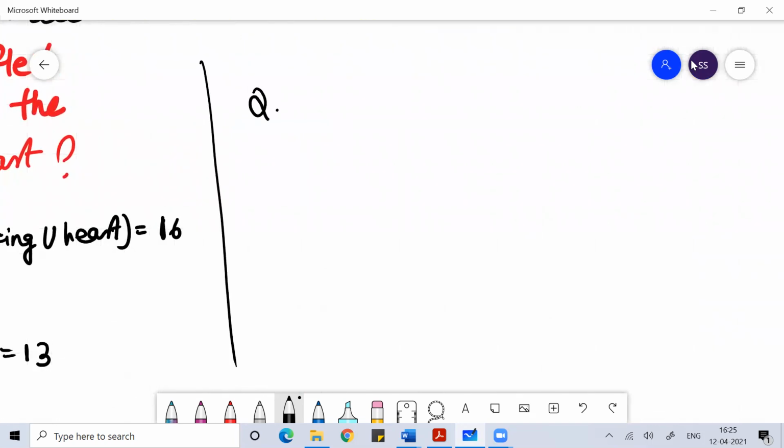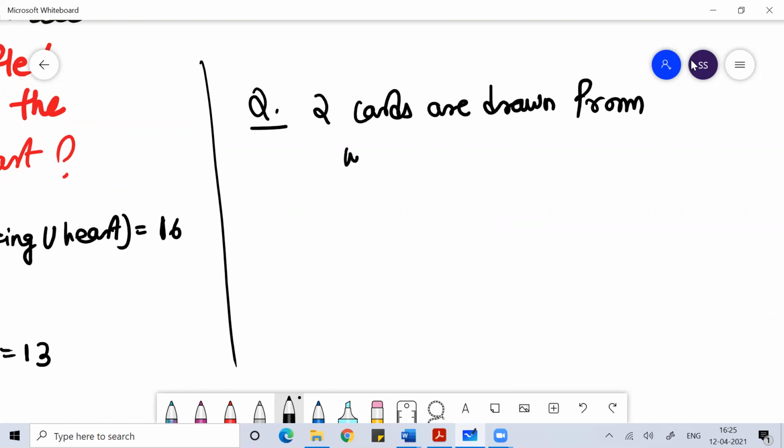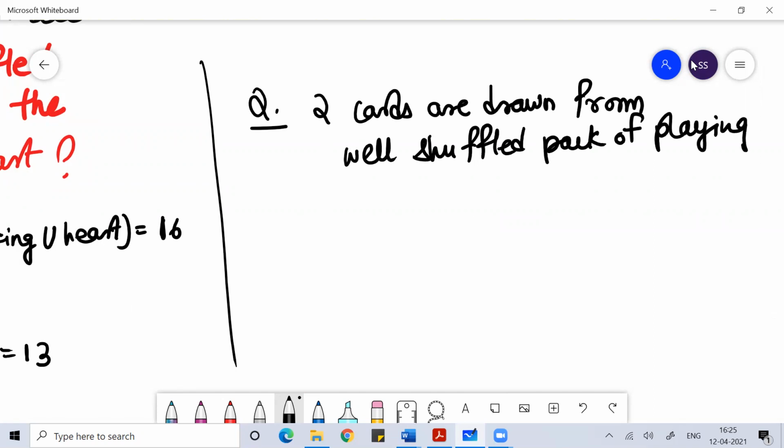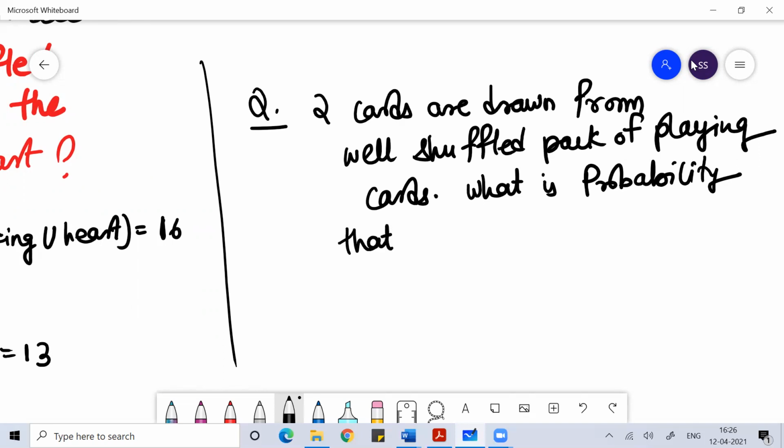Imagine two cards are drawn from a well shuffled pack of playing cards. Okay. So what is the probability that both are kings?